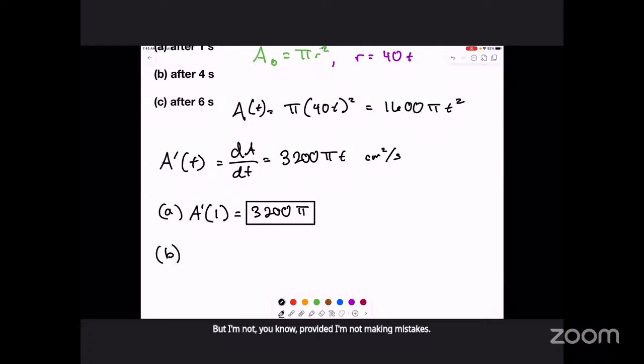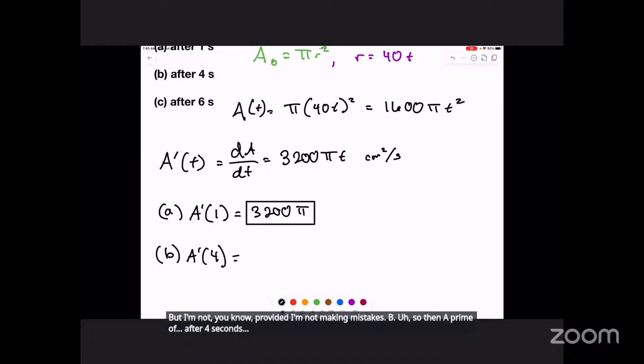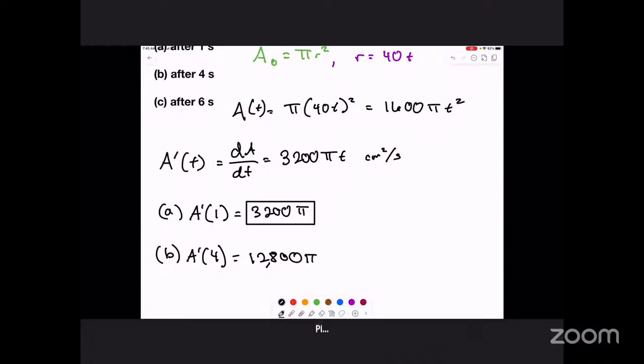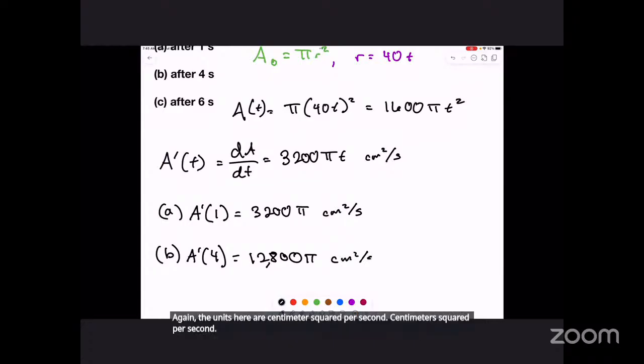B, so then A prime after 4 seconds. If we plug in a 4, we get 12,800 pi. Again, the units here are centimeters squared per second.